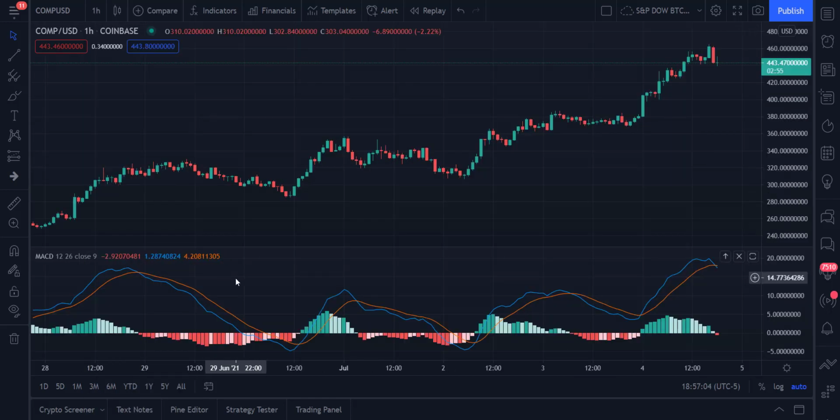So on the 1 hour, you had a bearish crossover back on the 28th, and you see it crossed the zero line, had a bullish, and then that immediately took off above the zero line. So that definitely would have been a nice little buy signal here when the signal line finally did cross the zero line. As you can see, the MACD was already in the positive.